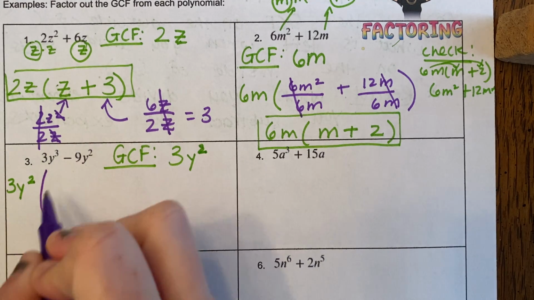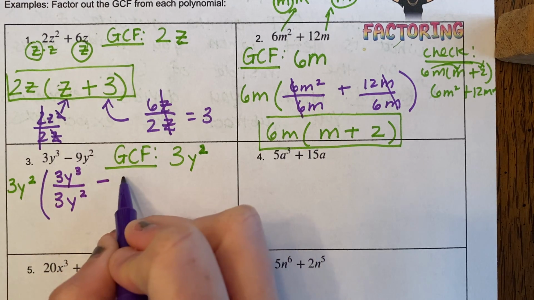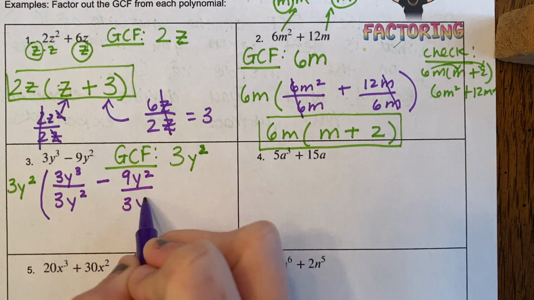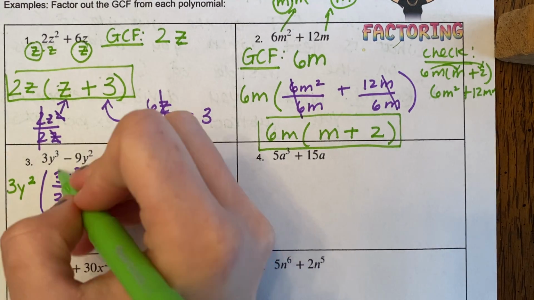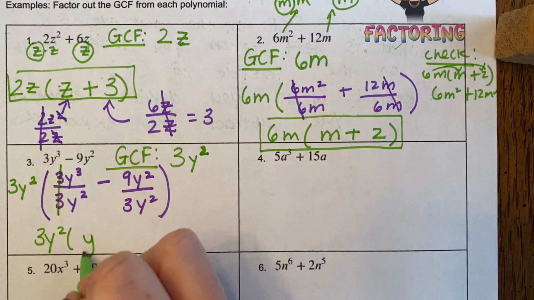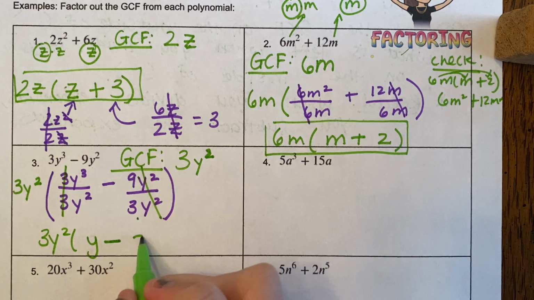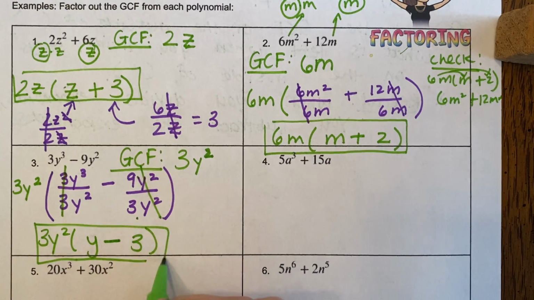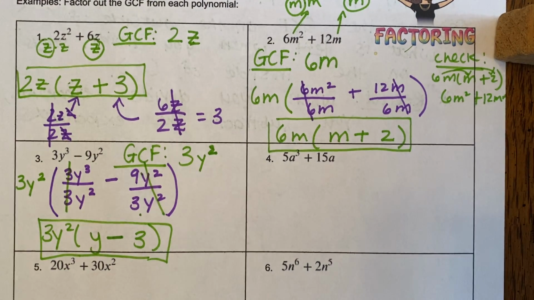Then in my parentheses, I have 3y cubed divided by 3y squared minus 9y squared over 3y squared. When I simplify, the 3's will cancel, and y cubed over y squared is just y. Then I have that minus, the y squares cancel, and 9 divided by 3 is 3. Again, I can check this by distributing it back in to make sure I end up with 3y cubed minus 9y squared. The next one, number 4, I have a 5a cubed plus a 15a.